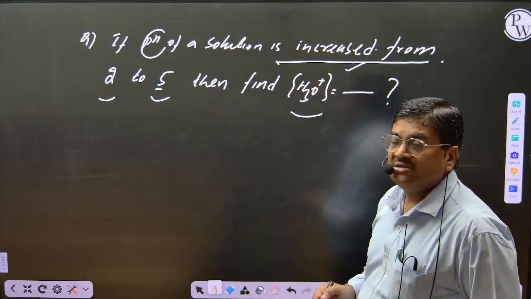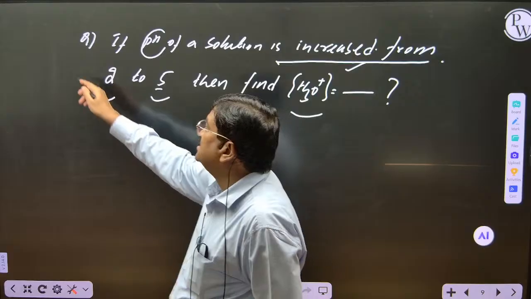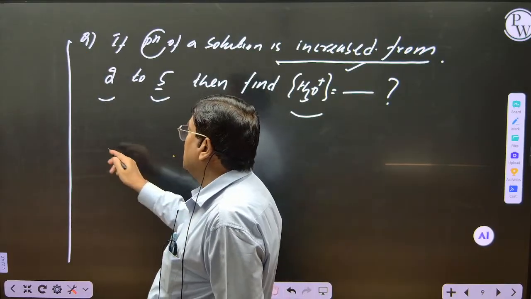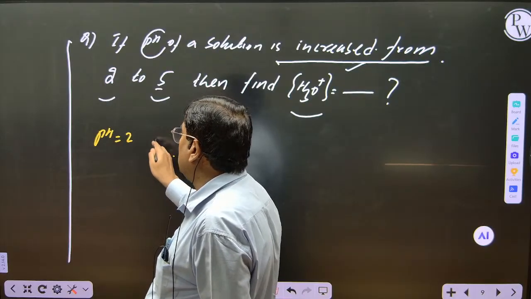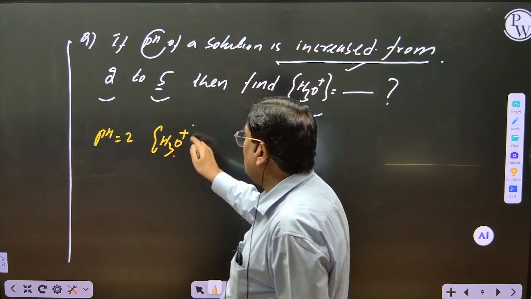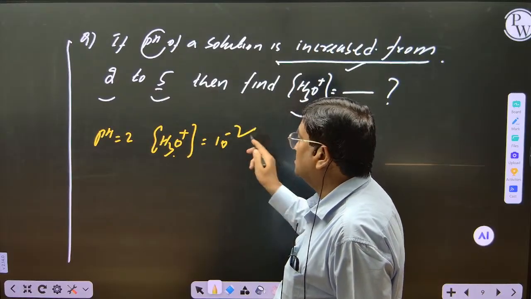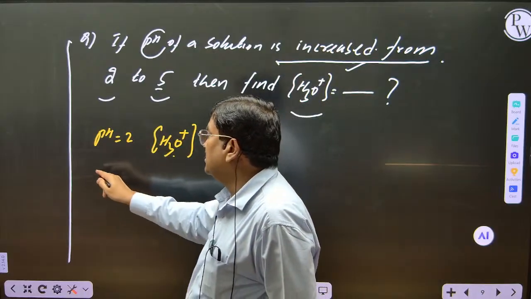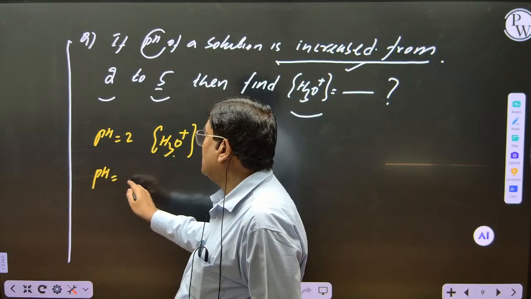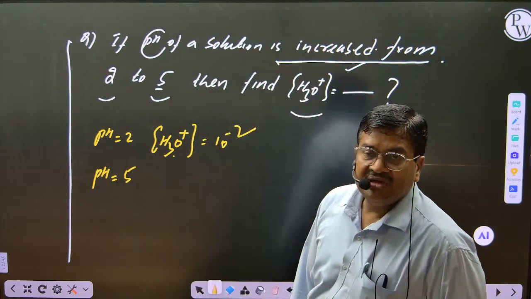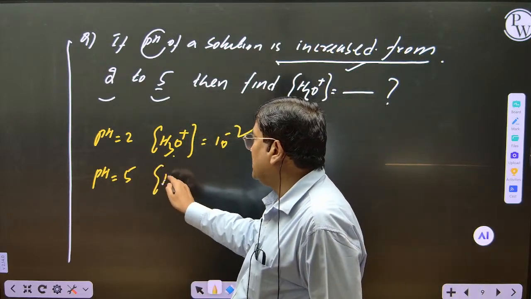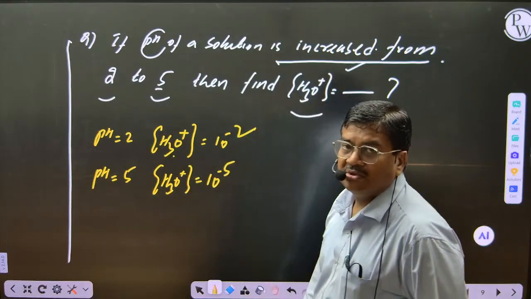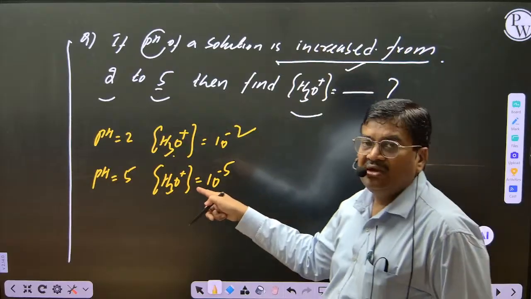See, question you understood? So what is the initial pH, students? Initial pH is 2 as given. Means if pH is 2, what will be the hydronium ion concentration? 10 power minus 2. No? Now it has been increased to 5, it is saying. Means how many units have we increased? 5 minus 2, 3 units we have increased. So for this, what will be the hydronium ion concentration? 10 power minus 5.